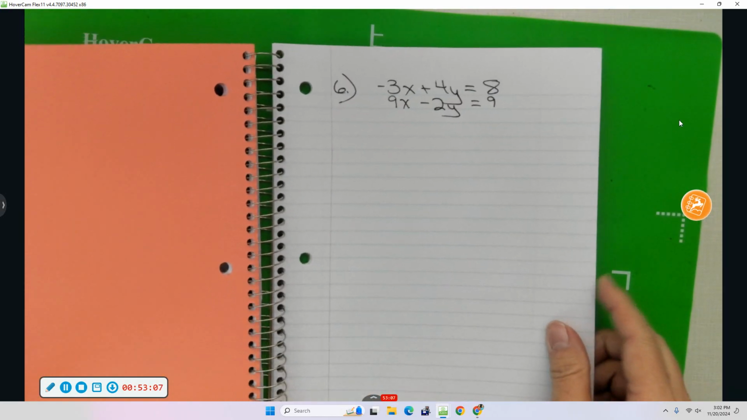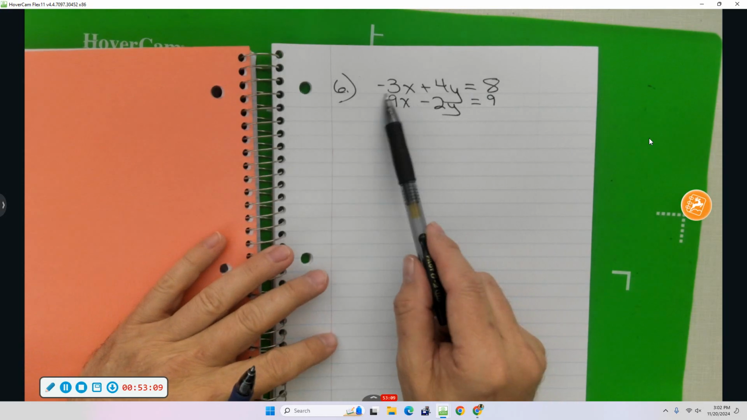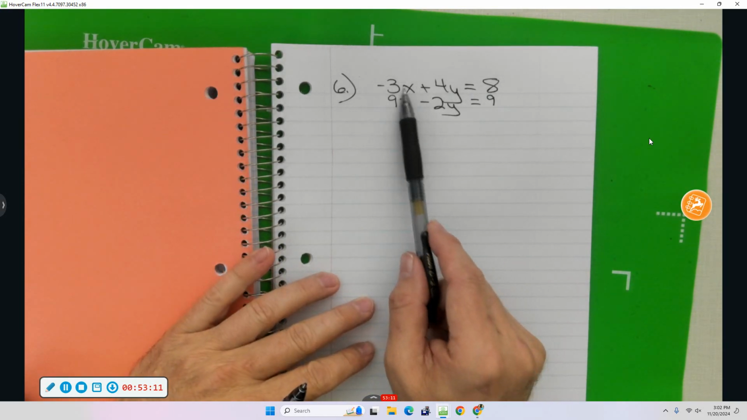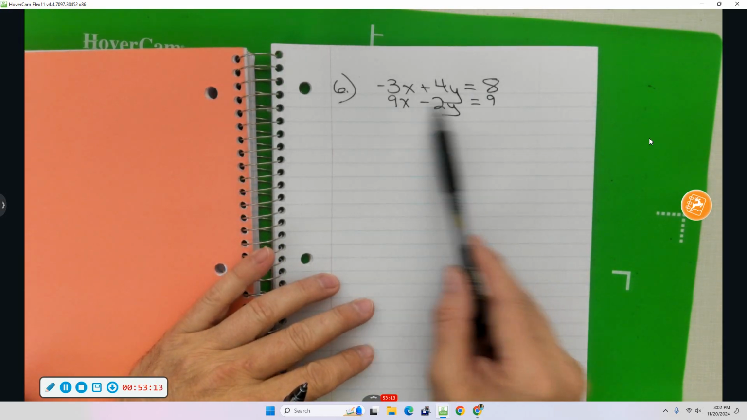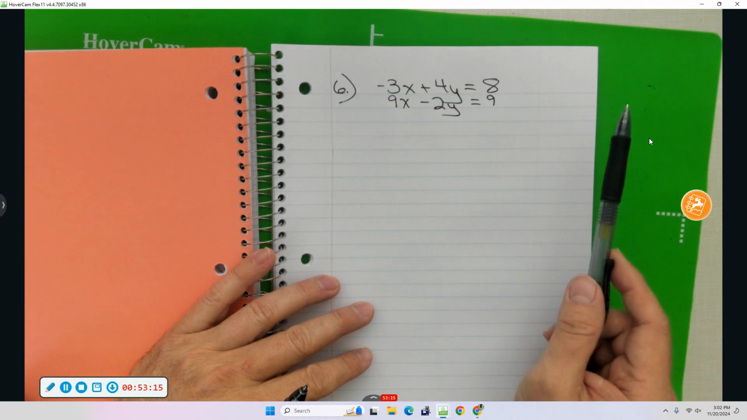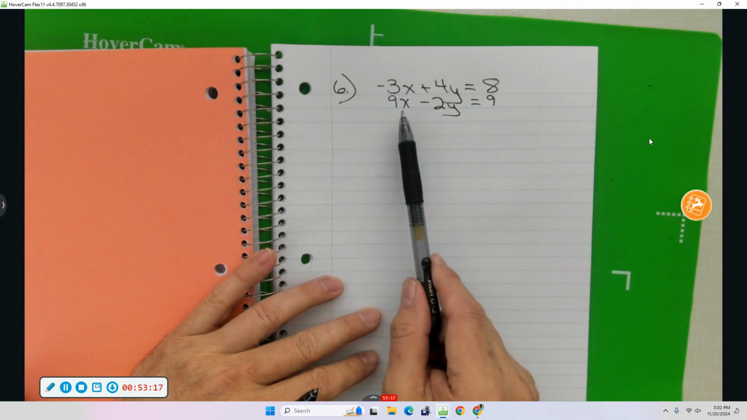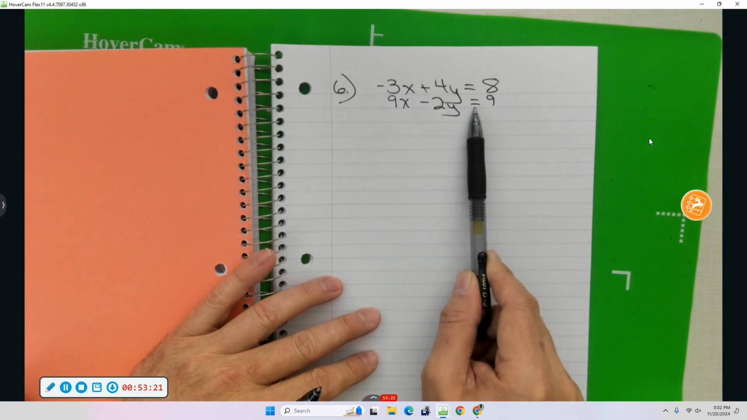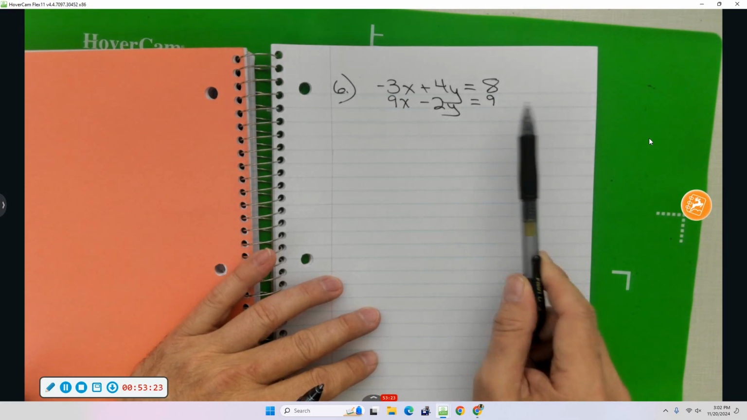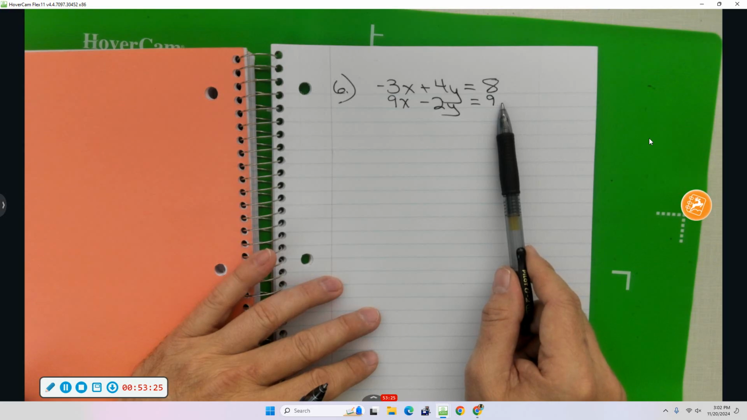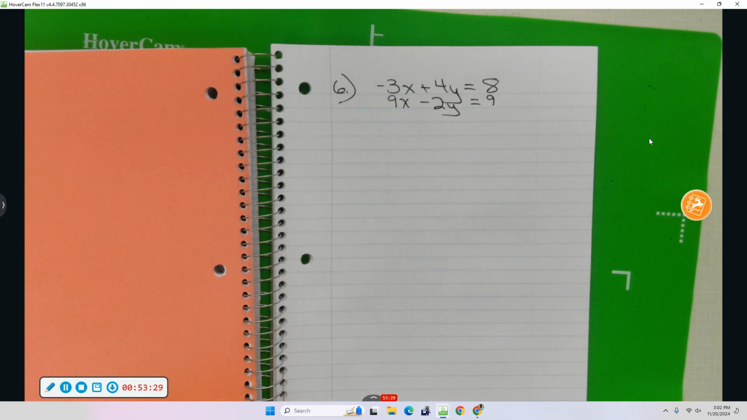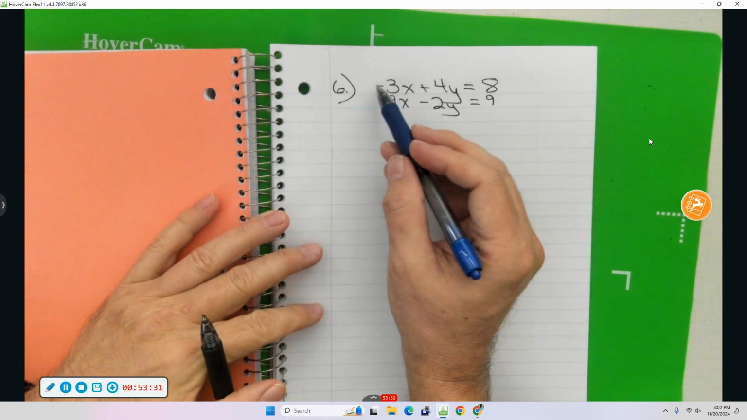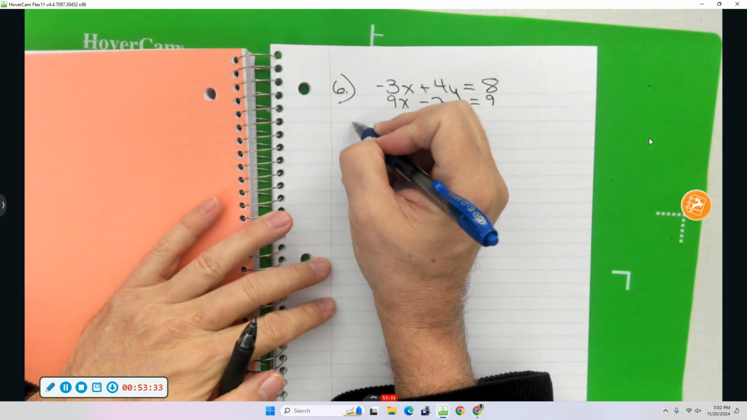When you're setting up an augmented matrix, each equation will be a row. We have 2 equations, so we're going to have 2 rows in our matrix. You have to make sure that the like variables are aligned on the left side of the equal sign. The constant terms have to be on the right side of the equal sign. So we're going to have 2 rows because there are 2 equations.